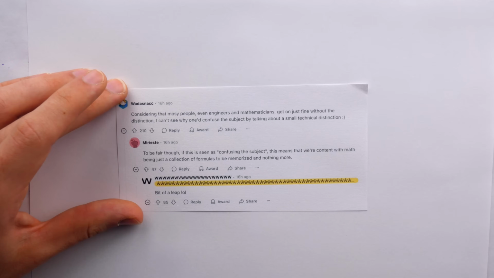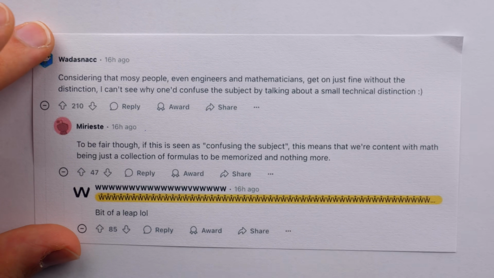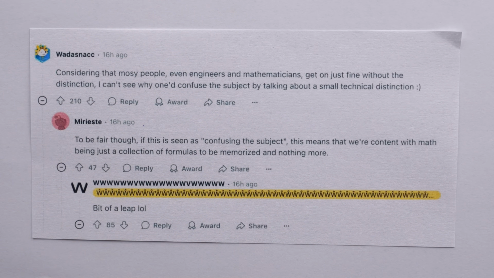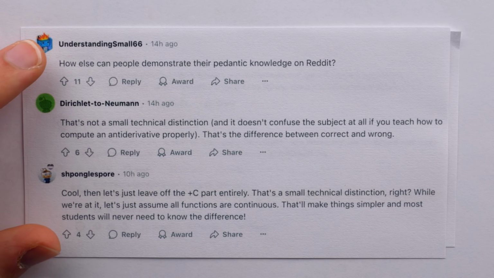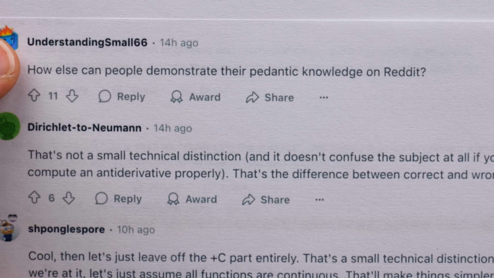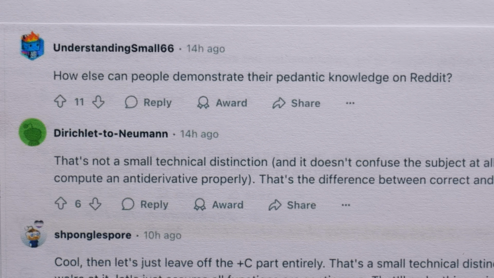and we can look at a couple more replies. From what I could tell, this first reply that said it's fine and not a big deal is definitely the one that triggered the most arguments. How else can people demonstrate their pedantic knowledge on Reddit unless we care about this technical distinction?